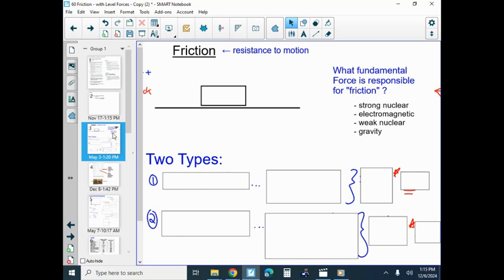But for now, let's just focus on the concept of friction itself, which is basically resistance to motion, right? Rather than inertia being resistance to changes in motion, friction is just resisting any kind of motion at all and brings it to a stop, basically.